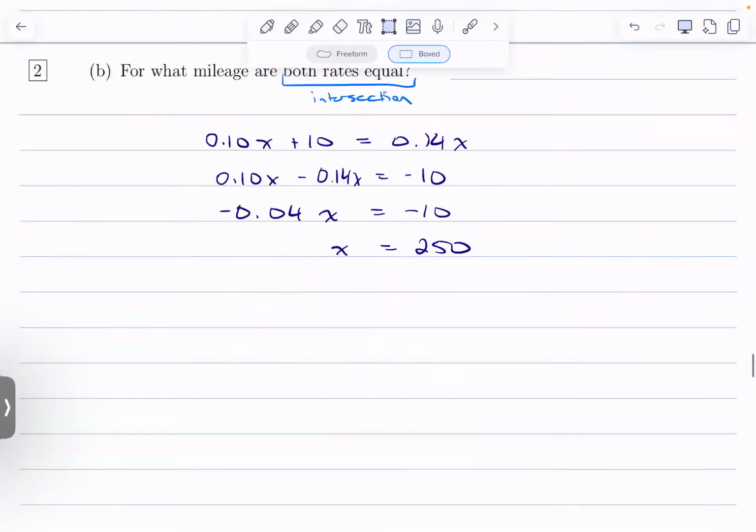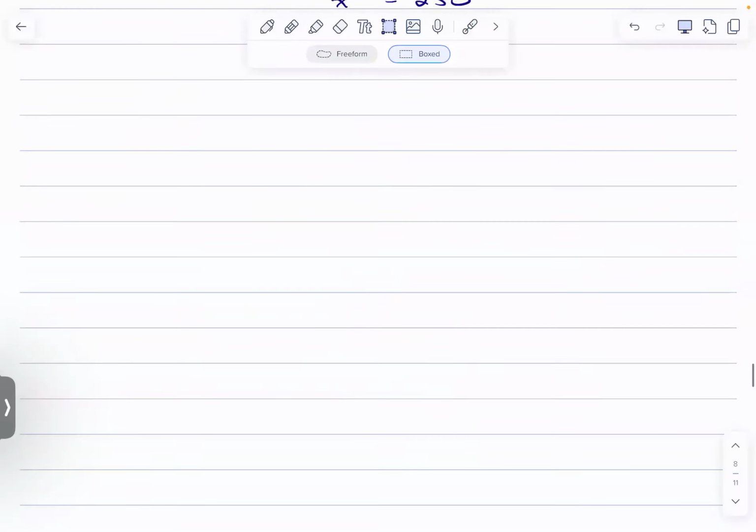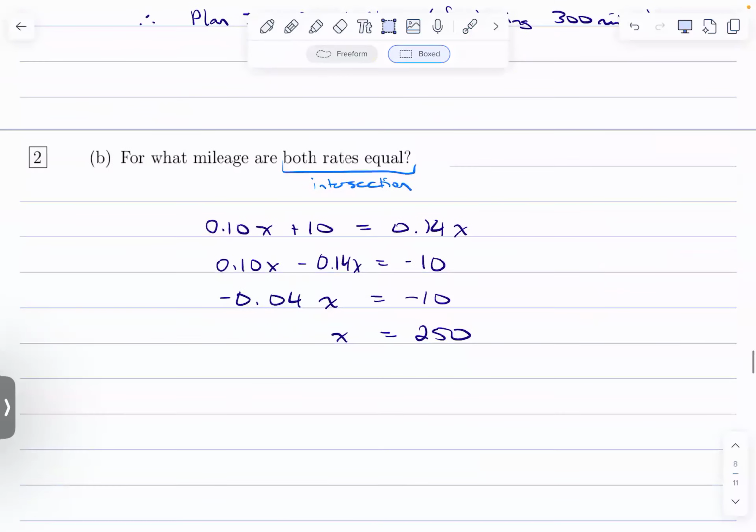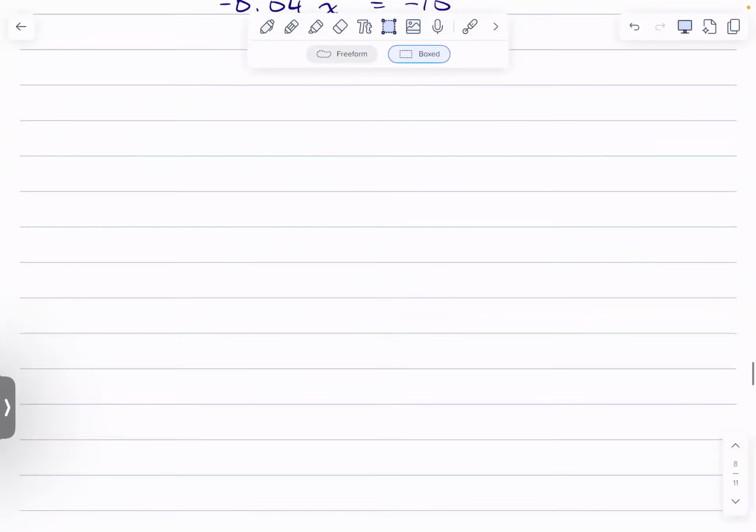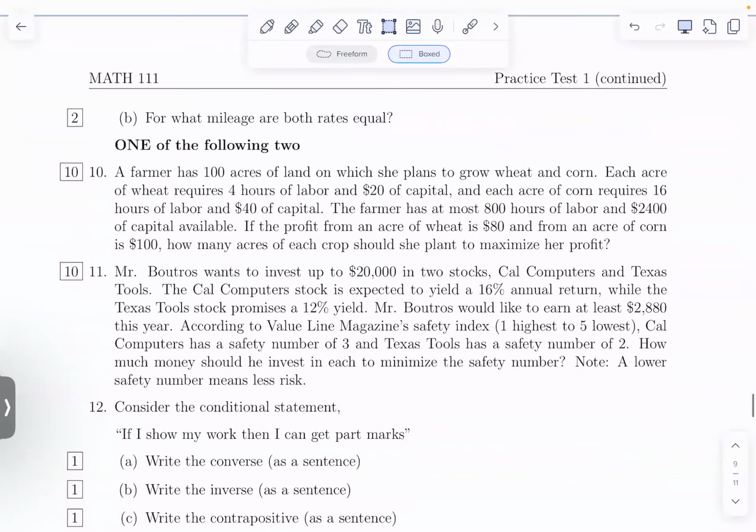Where's that on the test? It's not. You could even find what the rate would be, but it doesn't ask you for it. So you don't have to.